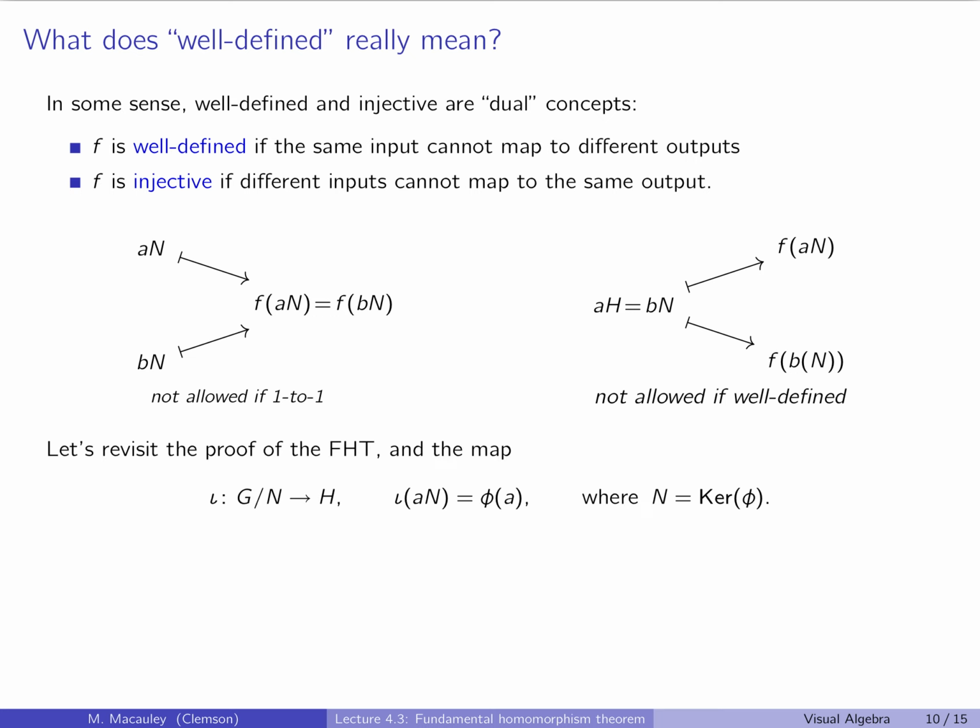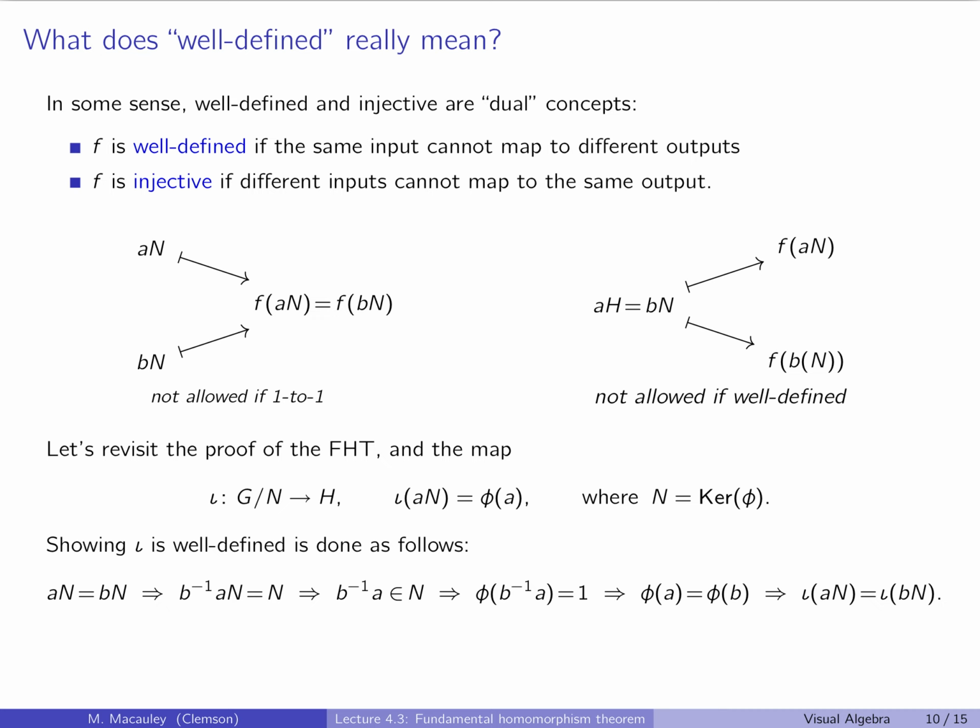And even though we did it a few slides ago, let's revisit the proof of the Fundamental Homomorphism Theorem, where we defined iota. Showing iota is well defined is done as follows. We suppose that we have two cosets that are the same, so like we did right here. And then we said, well, we can move the b over to the left-hand side. We can use our boring but useful coset lemma to say that b inverse a is in N. And since N is the kernel, that means b inverse a gets mapped to 1, the identity. And then using the property of homomorphisms, we can write that as phi of a equals phi of b, which means that the maps were the same to begin with.